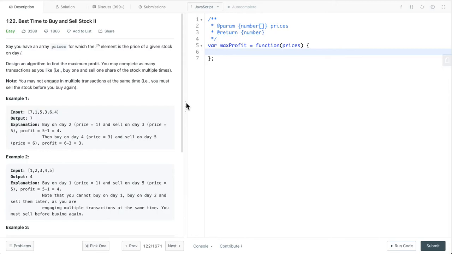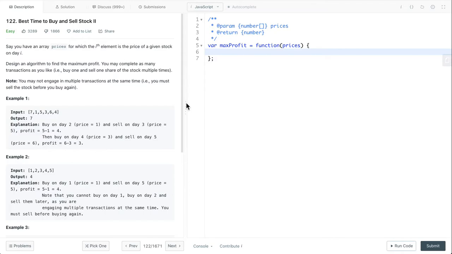The ith element is the price of a given stock on day i, and we want to find the maximum profit. And we can complete as many transactions as we want. But we must sell everything before we buy it again. Let us look at the first example.